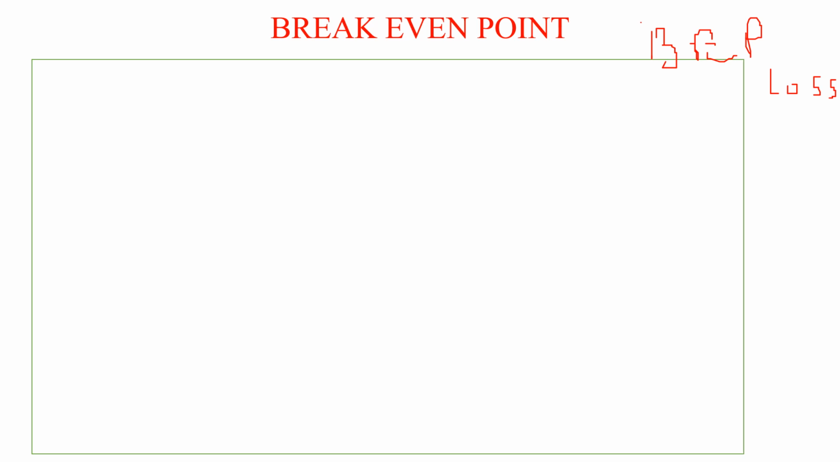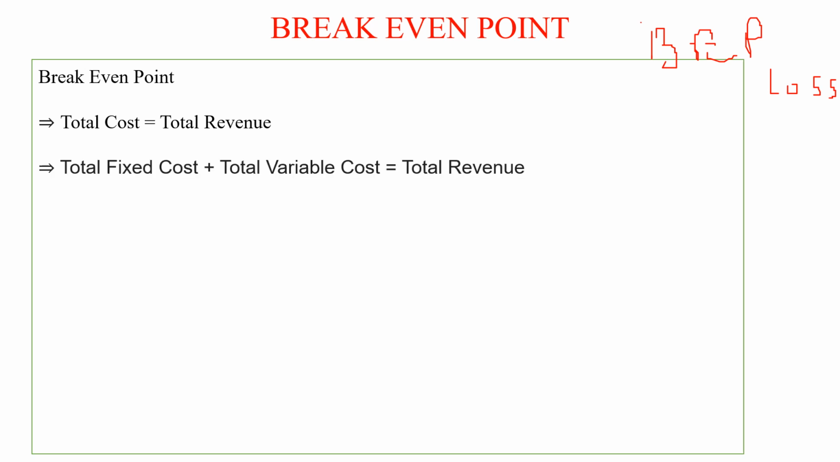So as a rational manager, you always think: what is the minimum cost I will invest, or what should be my cost on which my revenue will be equal? After that I will get the profit, and below or before that I will get the loss. So break-even point is total cost equal to total revenue.